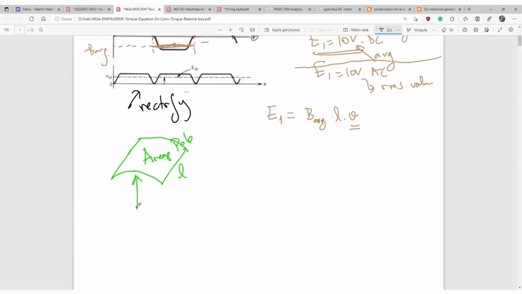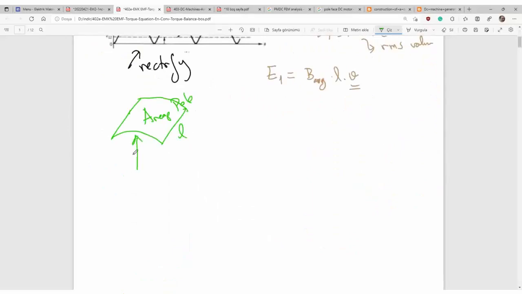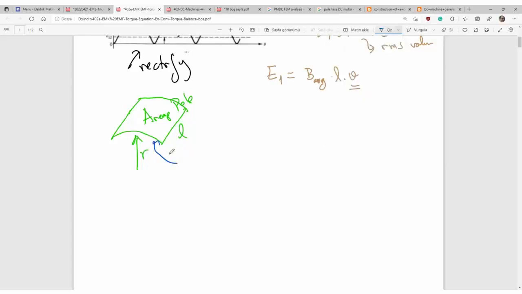In fact, it is here. Radius is here. Because we induce electromotive force in this contour or path. Okay, that is the radius. That is the segment of circumference, which is 2 pi r over number of poles.